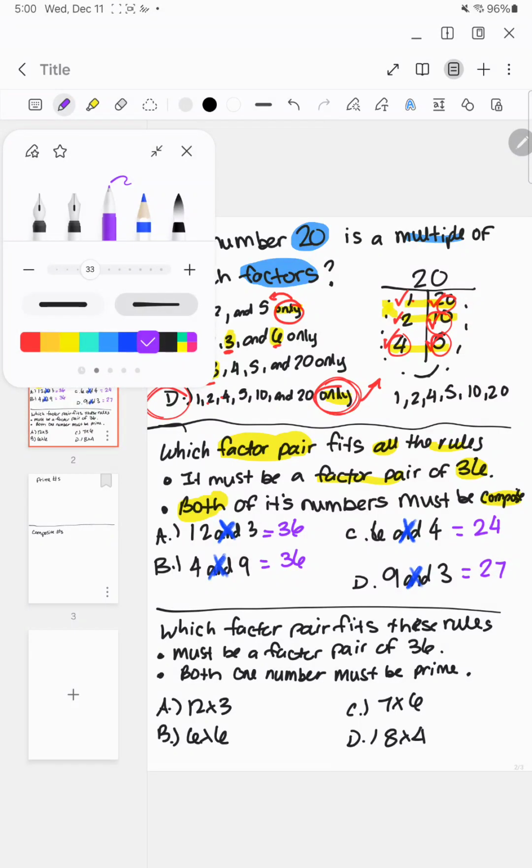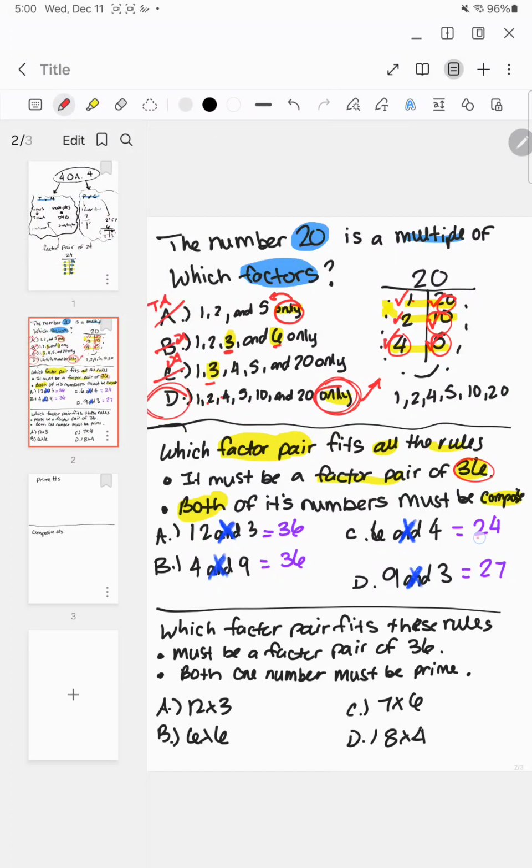So here, if it does not even equal 36, that's what I need. I already know I can cross this one out and that out. In fact, these are my dumb answer choices because I already know I don't need them. They don't equal 36. Now, I'm going to look at the rule, because I see a rule that says both of the numbers that we're using must be composite.